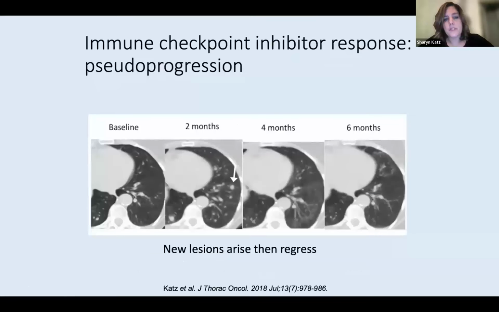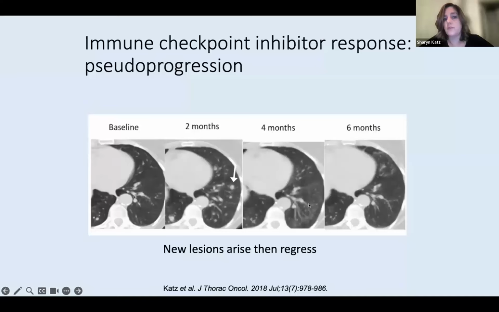This is another example. This is metastatic lung cancer. So if you look at baseline, also on immunotherapy, checkpoint inhibitor therapy, I believe this was pembrolizumab. At baseline, there are some nodules there, but you can barely see them, right? It's a few little subcentimeter nodules. At 2 months, those nodules that were there previously are definitely larger, and there are new ones. This is that second pattern of a radiologic pseudoprogression.